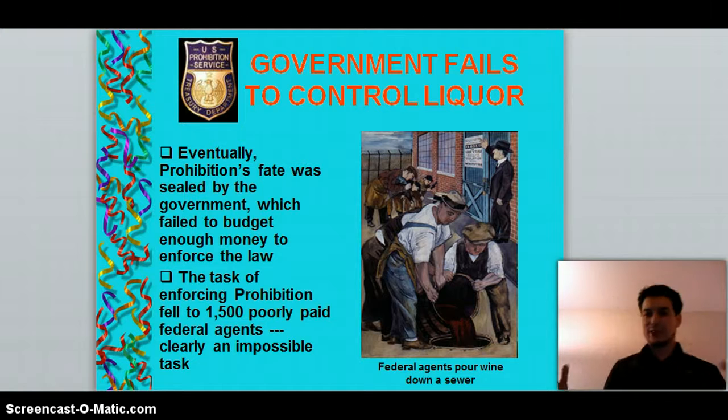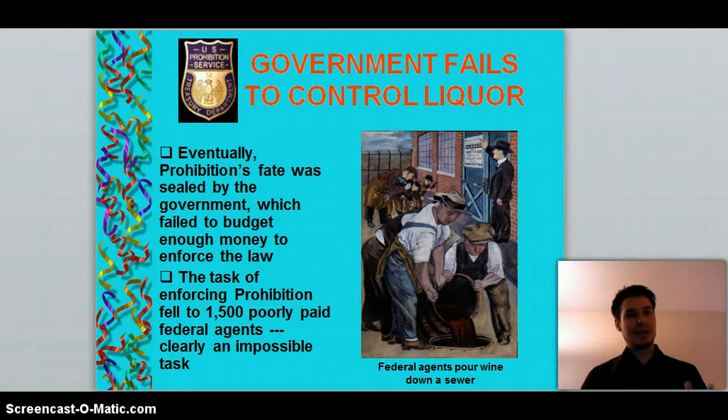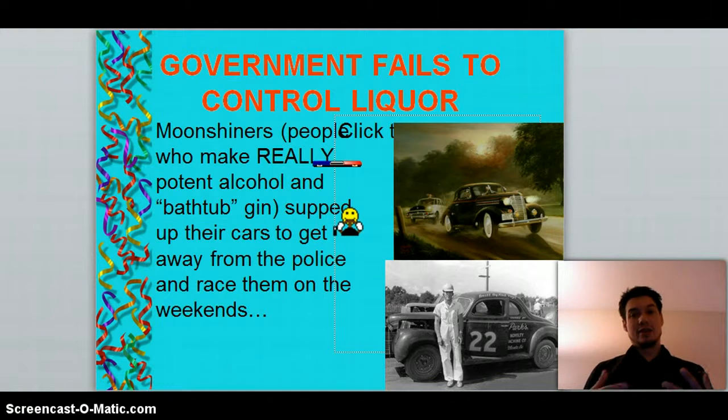Now, the government fails to really control liquor because, of course, eventually Prohibition's fate was sealed by the government. They didn't budget enough money to actually enforce the law. And on top of that, the moonshiners got out of this. The moonshiners, which are very famous, are people who made potent alcohol like bathtub gin. They souped up their cars, got away from the police, and raced them on the weekends. Before you know it, stock car racing's born, NASCAR's born. And people start putting superchargers on these cars, and they make the first muscle car.